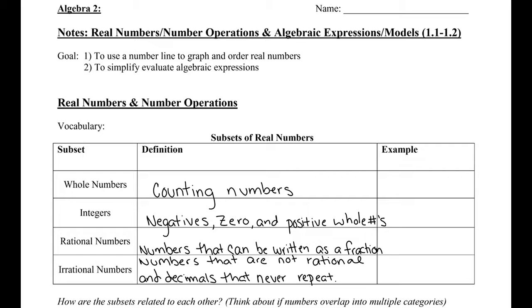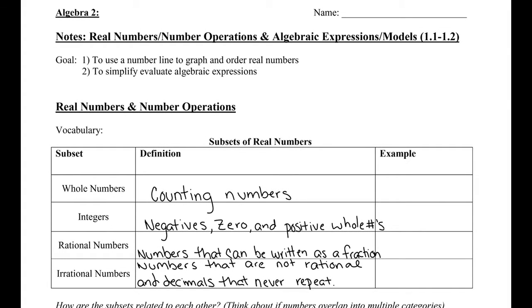The first vocabulary term was whole numbers. These are known as your counting numbers. So if I asked you to count to 3, you would say 0, 1, 2, 3. These are whole numbers. And we can keep on going from there.